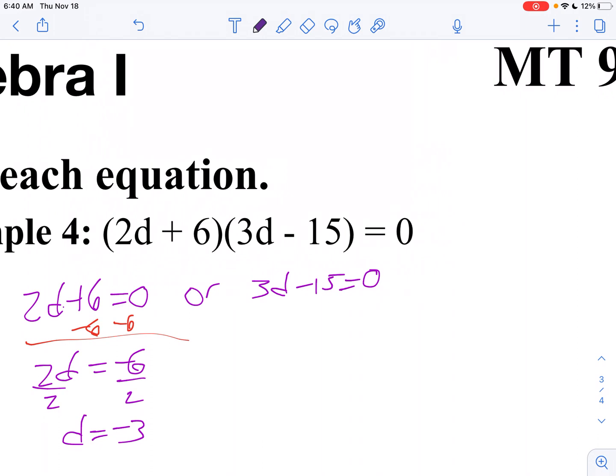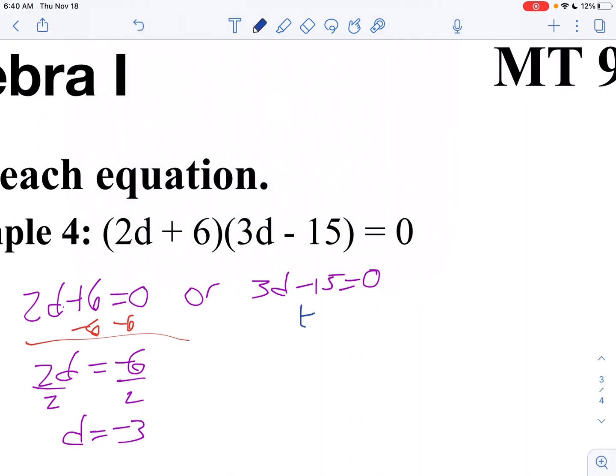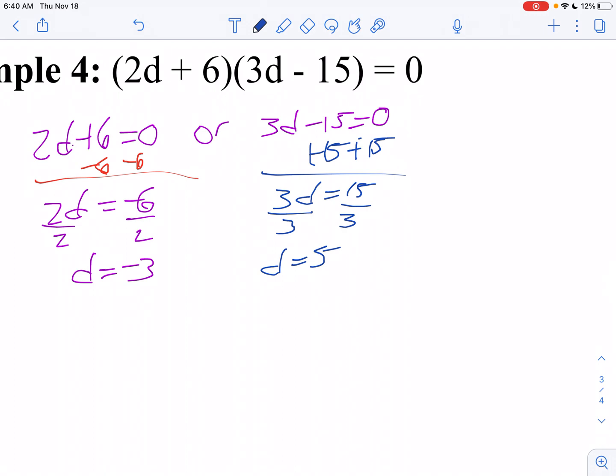I'll do the same thing on the other equation. I will add 15 to both sides first. So 3d equals 15. Now we'll divide both sides by 3. D equals 5. So we get two answers. D equals negative 3 or 5. That's usually how we write it then.